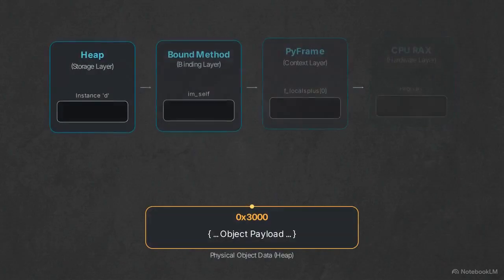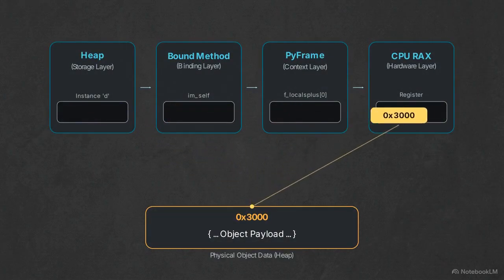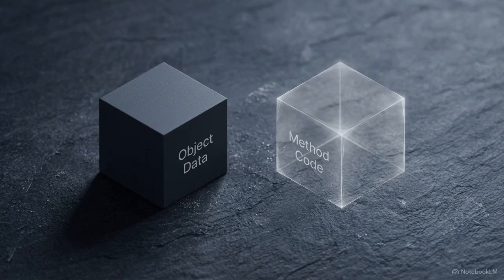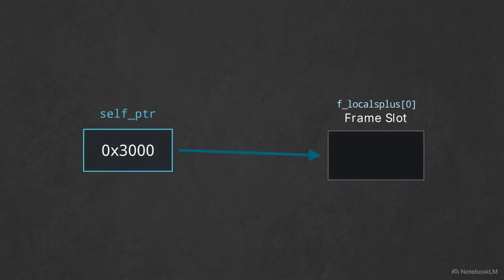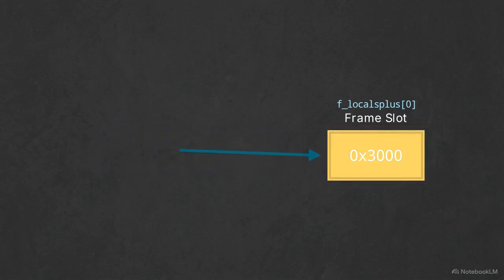When we view the entire trajectory, we see a single path of data flowing from the heap into the hardware. It confirms that objects are just passive data storage, and methods are temporary illusions created by the runtime. Code execution is better understood as the injection of pointers into frame slots, rather than an object doing something.